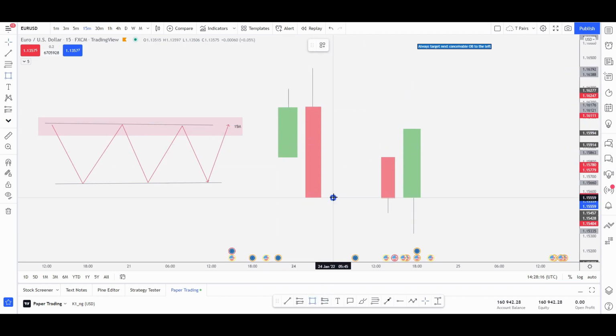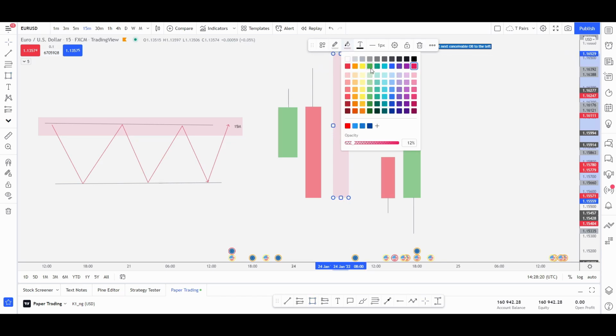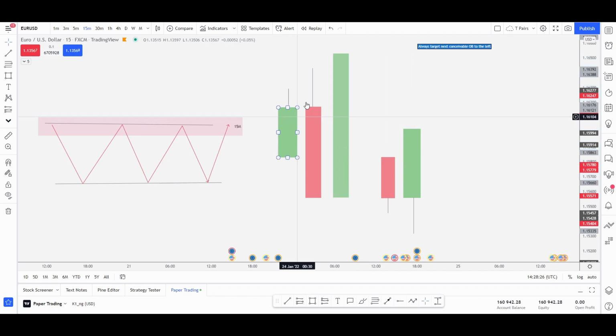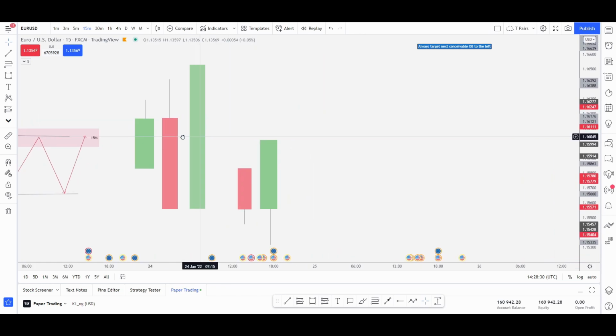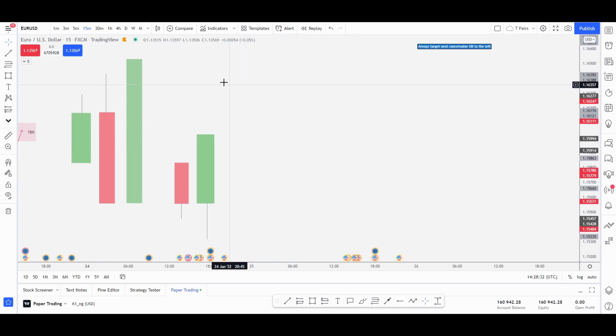For example, the next candle here could just go out and fully engulf this one again. Okay, so it's really quite simple. You don't want to be getting involved in the wrong places, you just want to be doing it at the points of interest.